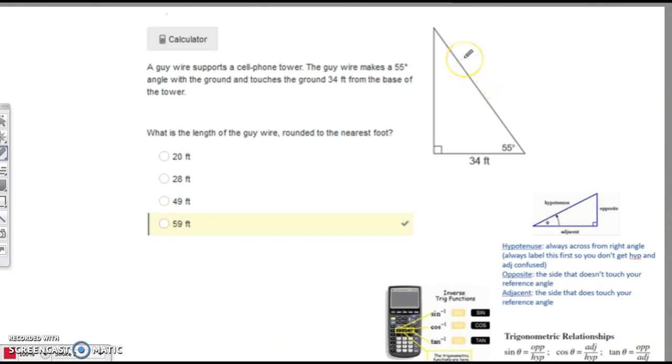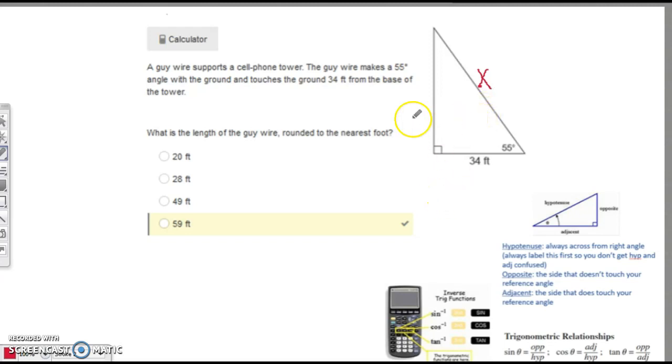All right, last problem. This one says, a guy wire supports a cell phone tower. Oh, I always thought that was guide wire. Guess not. Sorry, I got distracted there. The guy wire makes a 55-degree angle with the ground and touches the ground 34 feet from the base of the tower. What is the length of the guy wire to the nearest foot? Okay, so this is our cell phone tower right here, and this is the wire that's attached to the ground. And that's what we're trying to figure out.